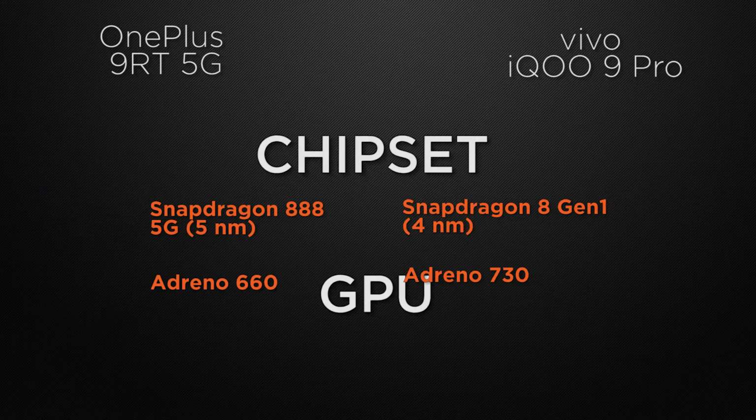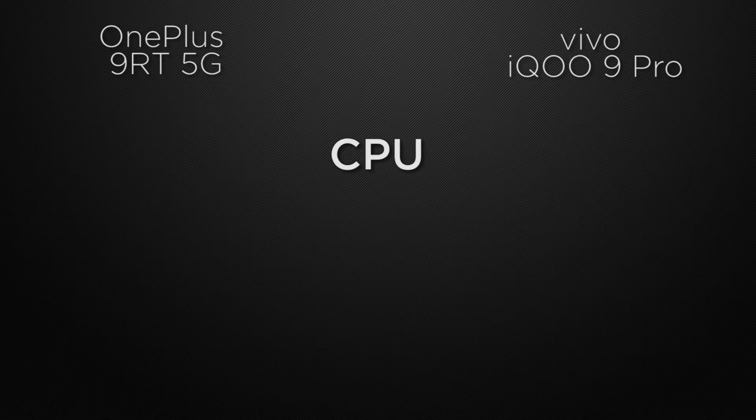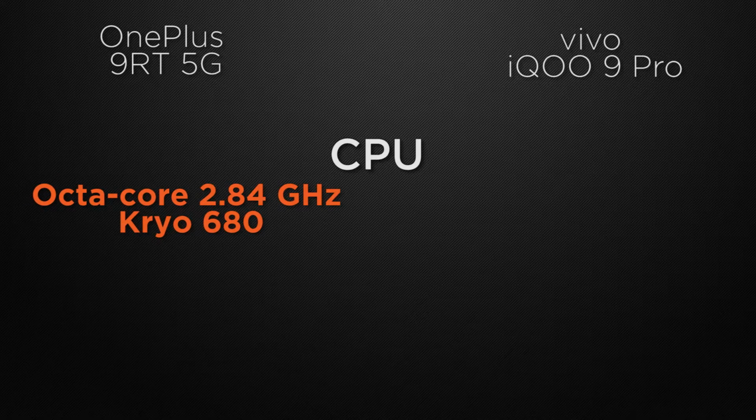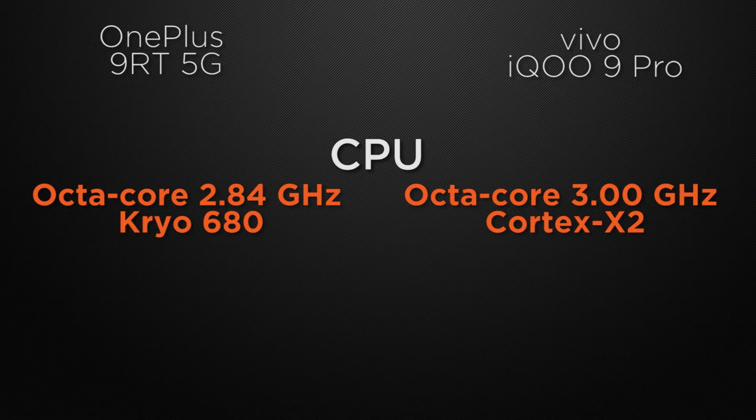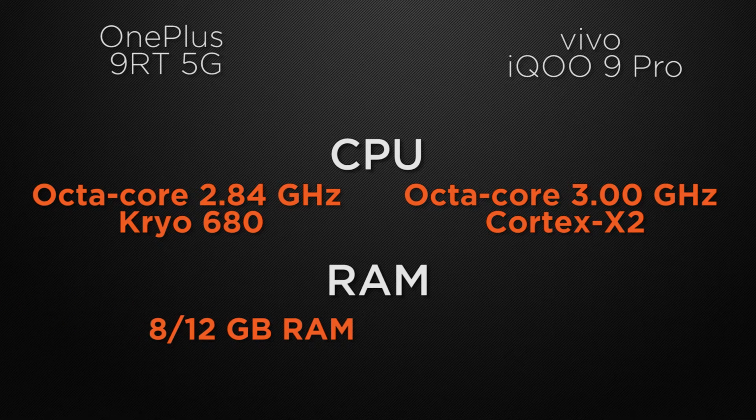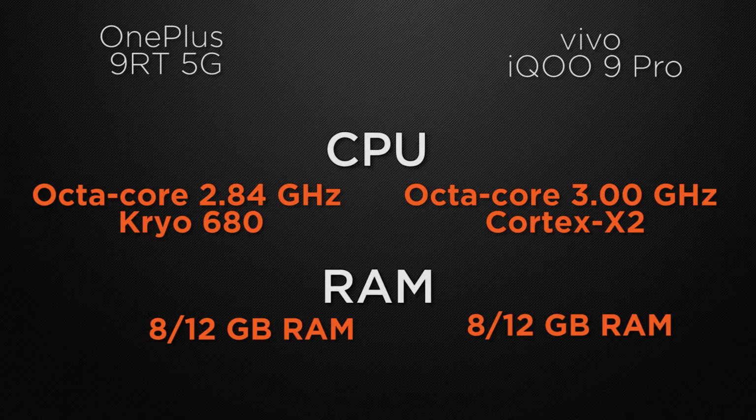best gaming experience. Let's talk about the clock speed of the devices. 9RT can clock at 2.84 GHz based on octa-core Kryo chipset, whereas 9 Pro can clock at 3.0 GHz based on octa-core Kryo chipset. So the winner here is 9 Pro because it have faster clock speed. And about the RAM variants in the devices, 9RT have 8 and 12 GB, whereas 9 Pro have 8 and 12 GB. So it's a tie because both of the devices have same capacity of RAM option.